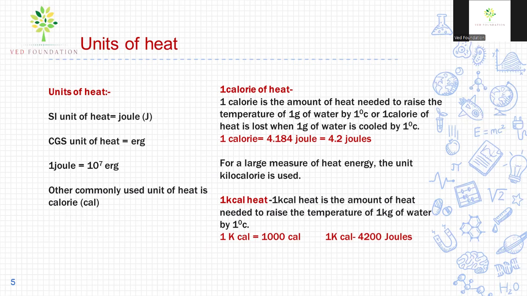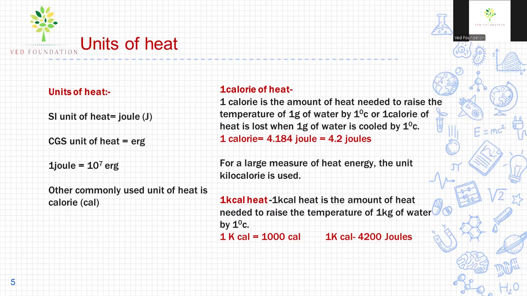1 calorie heat. 1 calorie is the amount of heat needed to raise the temperature of 1 gram of water by 1 degree Celsius. Or 1 calorie heat is the amount of heat lost when 1 gram of water is cooled by 1 degree Celsius. Relation between calorie and joule. 1 calorie is equal to 4.184 joule or 4.2 joules.